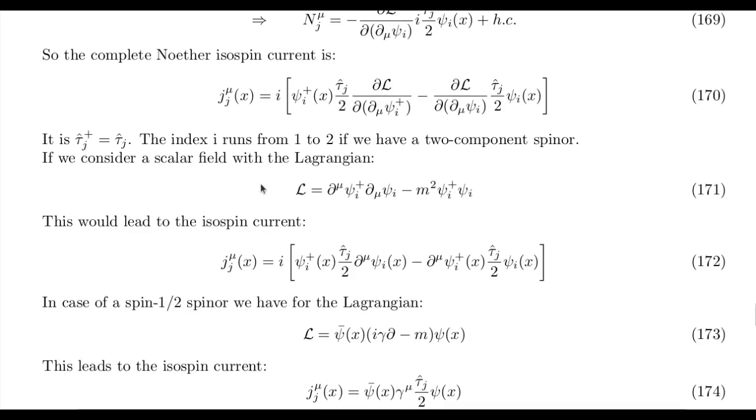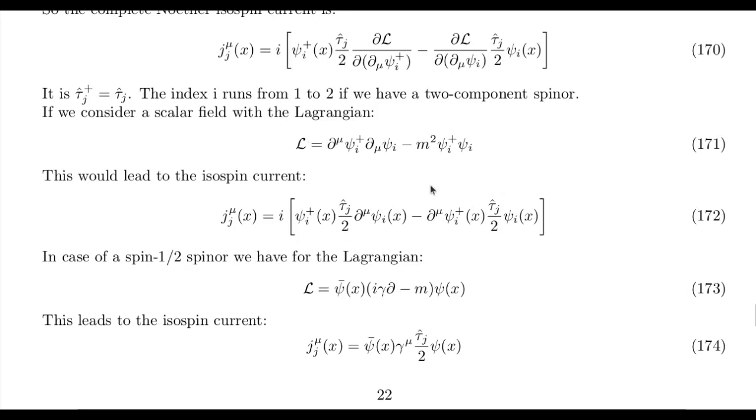If we consider a scalar field with a known Lagrangian here, 171, then we would get for the isospin current here 172. The mass term is vanishing because we differentiate with respect to the derivatives of the wave functions. And so we get only terms from the first addend here. We have to cancel one differentiation out, and then one differentiation stays here in the 2 addends.